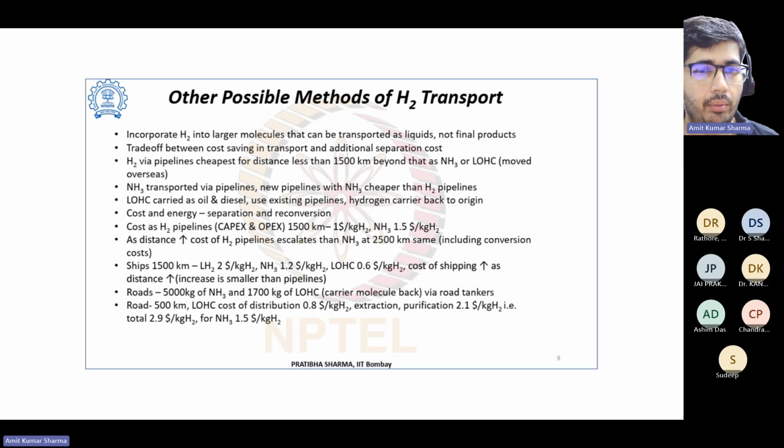Today we have covered the different methods for hydrogen transport. There are also other methods, and they will have their own pros and cons. Capex and OPEX will be different.